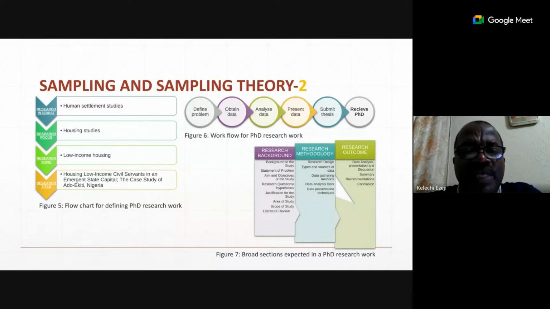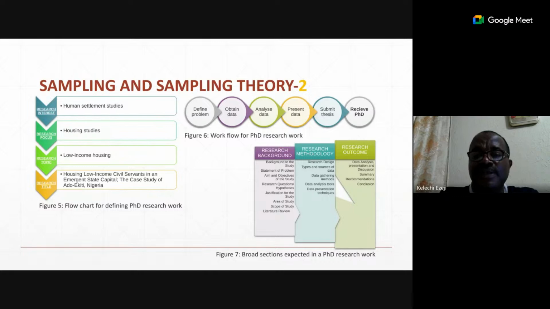And of course, the third broad section that the examiner will look at is your outcomes. Chapter 4 and then chapter 5. Chapter 4 is the presentation and discussion of what you've gathered. And of course, chapter 5 is conclusions. These are the broad sections, and every PhD student will hope to write clearly so that the examiner can understand and agree that the work has been done.